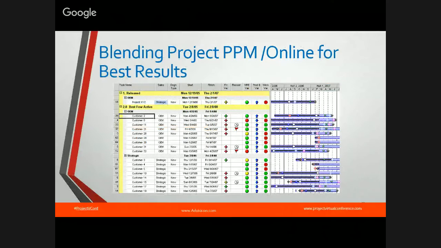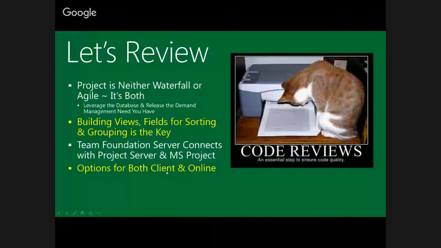So, in summary, as I wrap up here, Project is neither a waterfall tool nor an agile tool. It's a both tool, right? It really is designed to help you lay out your methodology and organize it in a relational database. Build the views, build the fields for sorting, filtering, grouping, whether you do it in Project Online, on Project Server, or locally. In fact, I showed you that you can connect these very quickly and easily together.